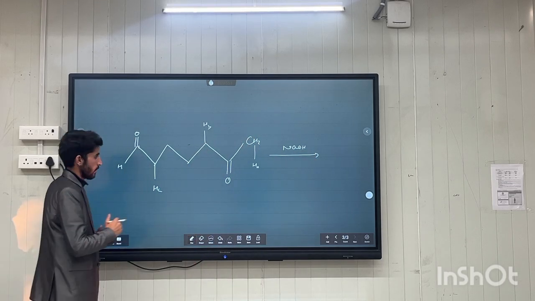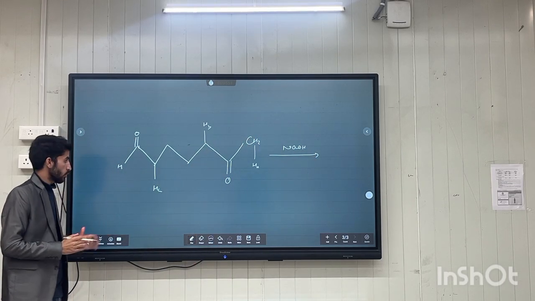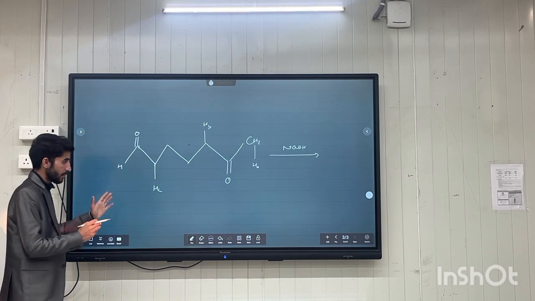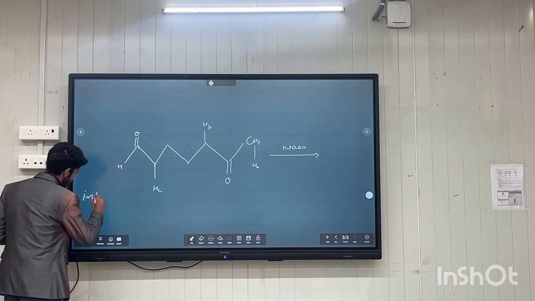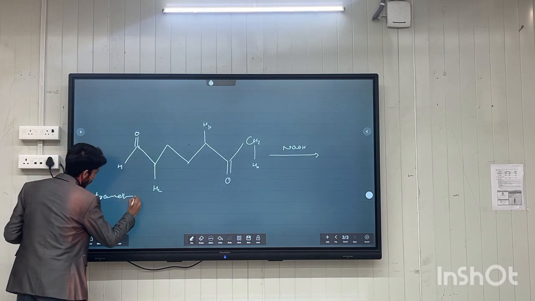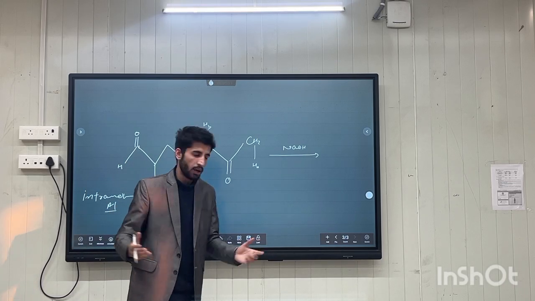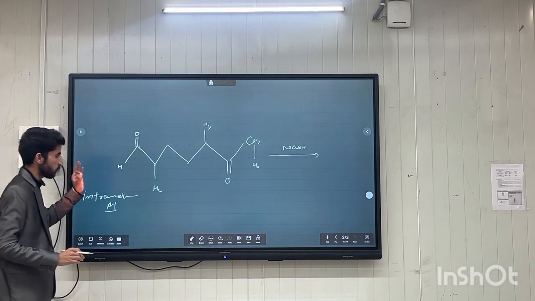So this is our carbonyl compound, and we have treated it with enolates. This is the base. This reaction is called intramolecular aldol condensation, where we have both carbonyl groups in a single compound. If we see, we have three choices here.